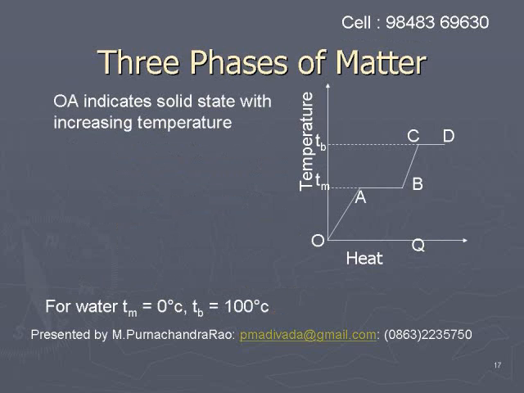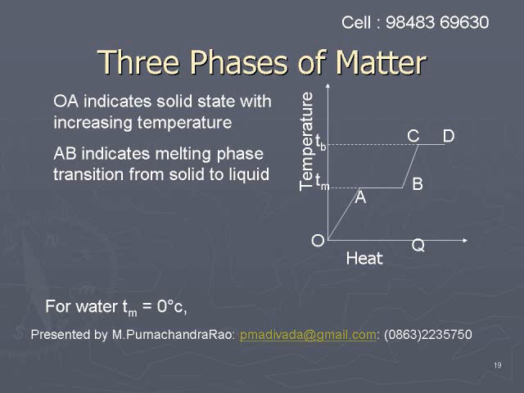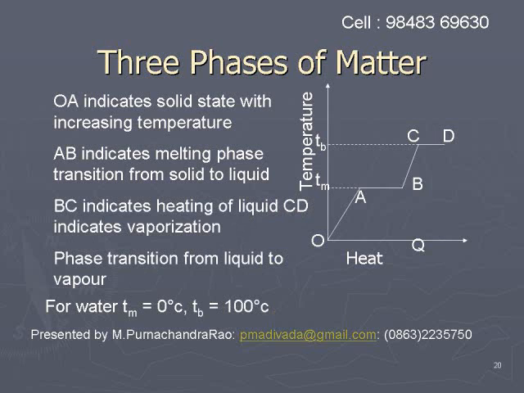If we take ice, OA indicates the increasing temperature of ice. TM, that is melting point, is 0 degree centigrade. So the temperature increases from minus something to 0 degree centigrade. AB indicates 0 degree centigrade. BC indicates increasing the temperature of water. CD indicates boiling point, that is 100 degrees centigrade.